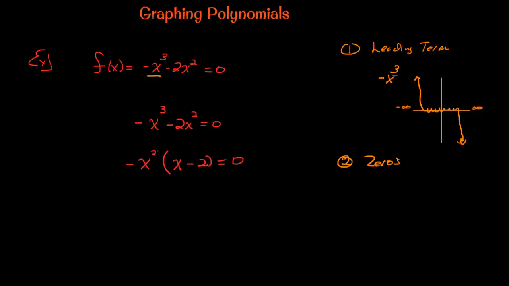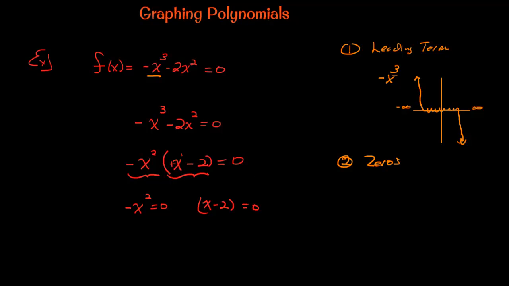So negative x squared makes this a positive x cubed. I took out 2, I'm left with 1. And I took out both x squares, so I'm left with that minus 2. So now since I've factored this, I can set both of these equal to 0. So I get negative x squared is equal to 0, and then I get x minus 2 equal to 0.